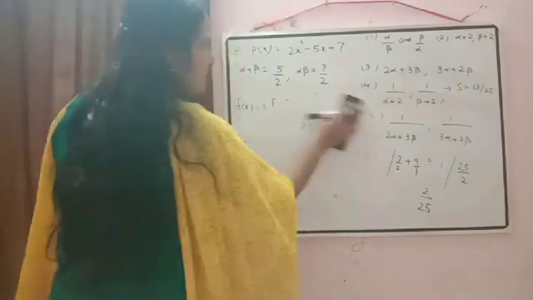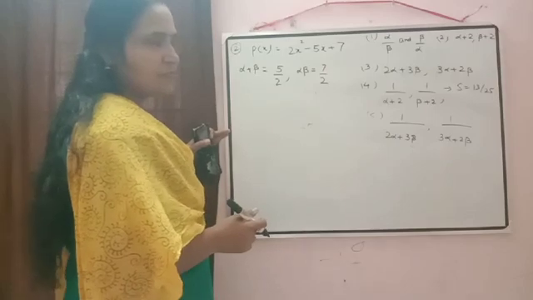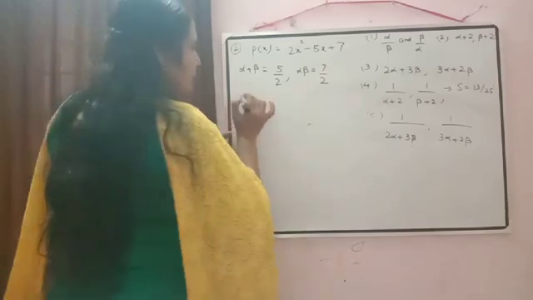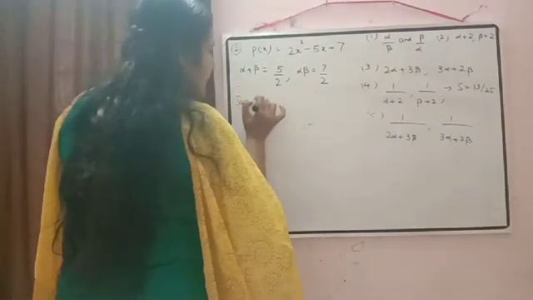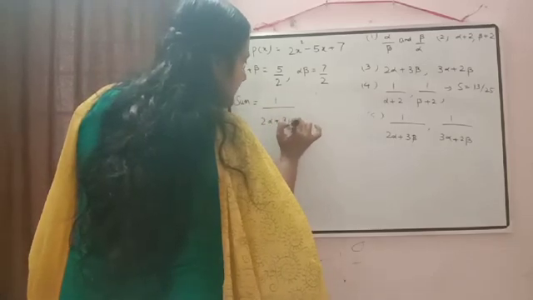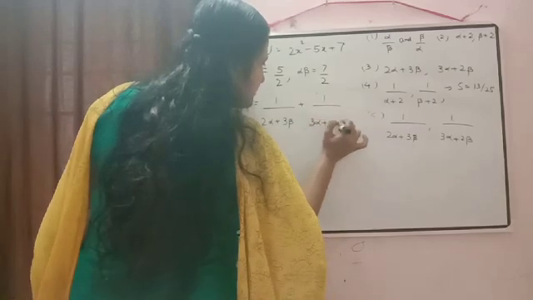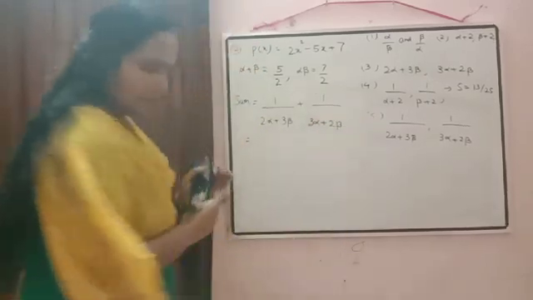In the last question it is written the zeros are 1 by 2 alpha plus 3 beta and 1 by 3 alpha plus 2 beta. So again what we have to do? First we have to find out the sum. So 1 by 2 alpha plus 3 beta plus 1 by 3 alpha plus 2 beta. What we will do?